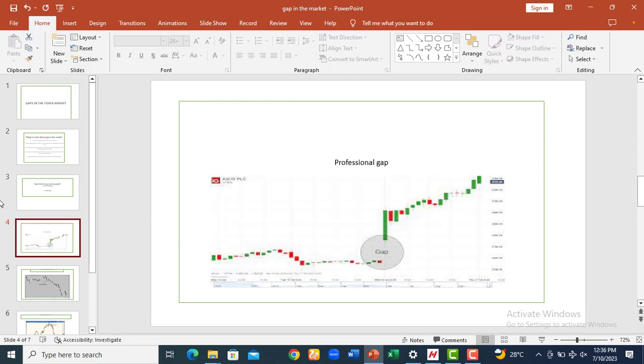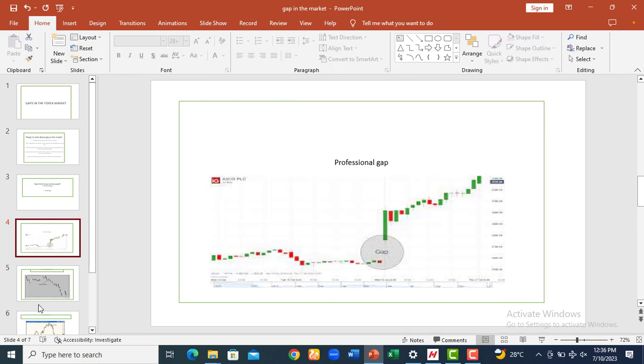Then a bullish professional gap: you see the market selling, selling, selling, just like what you find here. But about the time it starts to reverse to the upside, it opens with a gap to the upside, boom, leaving a space. It shows that there will be continuation in that opposite direction.